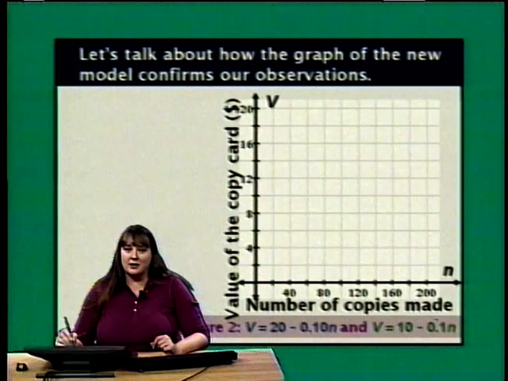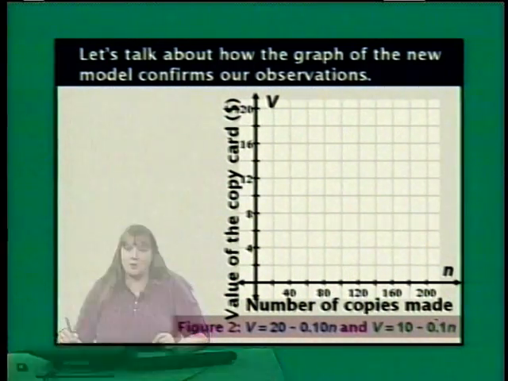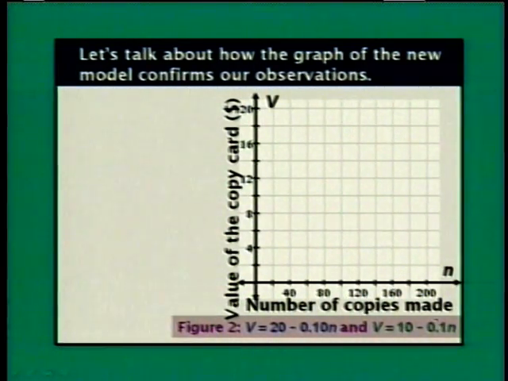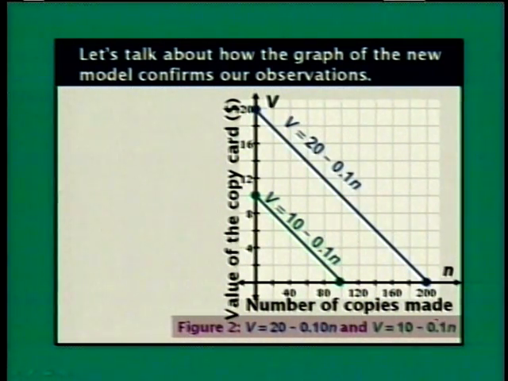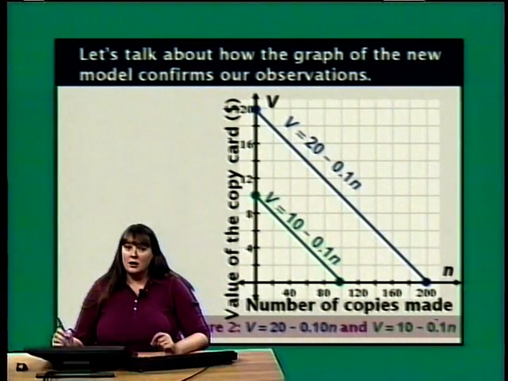Well, let's talk about how the graph of the new model confirms our observations. So in this figure, let's start by looking at our first model, v equals 10 minus 0.1n. We talked about the vertical and horizontal intercepts and the slope. Now our new model is v equals 20 minus 0.1n. The observation about the difference that we made was that the vertical intercepts were going to be different.